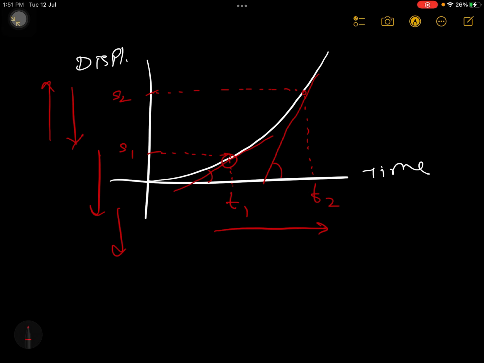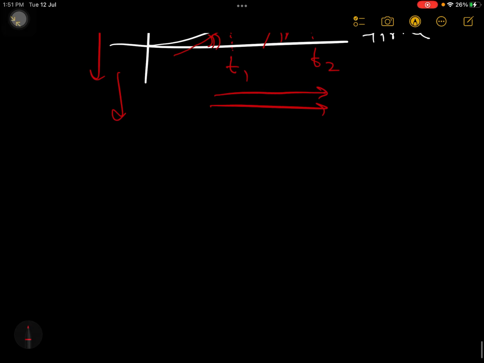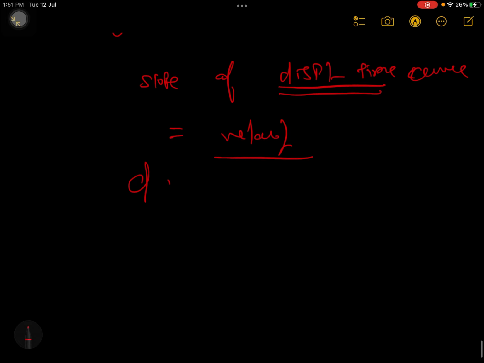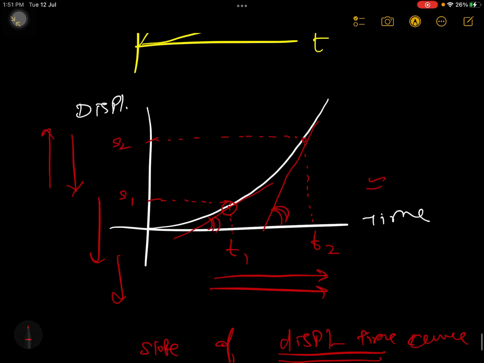So you can see here this graph gives you an idea that when time is increasing, your slope is increasing. And if you talk about the slope of the displacement time curve or graph, this is nothing but velocity, right? Remember, the slope of a distance time graph is speed, but the slope of a displacement time graph is velocity, right? So if s represents displacement here, then ds by dt is nothing but velocity, right?